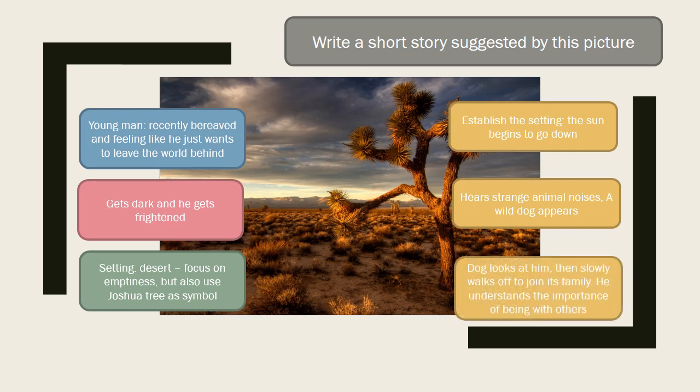But to bring it to the ending, I'm going to have the dog just looking at him, then slowly walking off to join its family. And again, he won't have noticed the family before now. He'll notice it as the dog walks off to join them. And that's going to lead him to understand the importance of being with others. And I'll probably do that through memory, maybe even through a very minor kind of flashback. So that's the shape of my story.